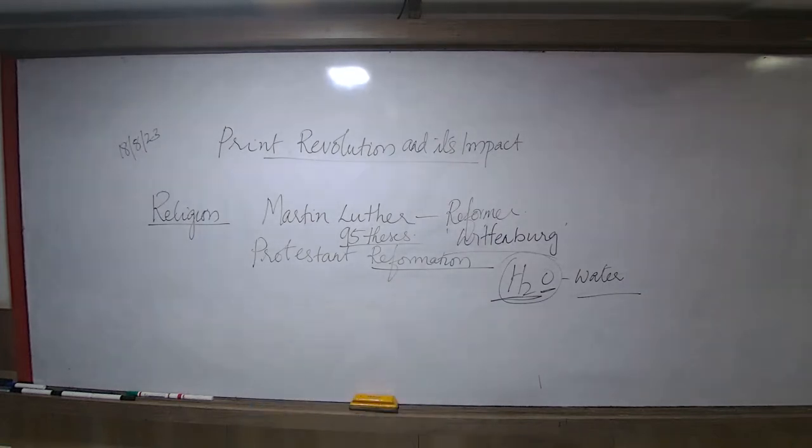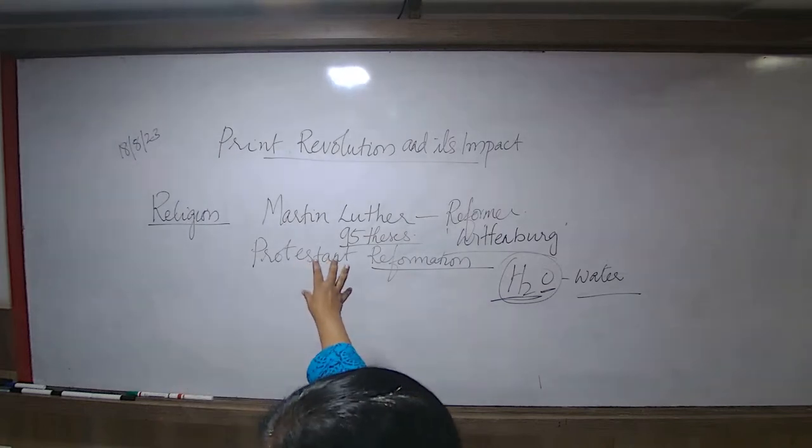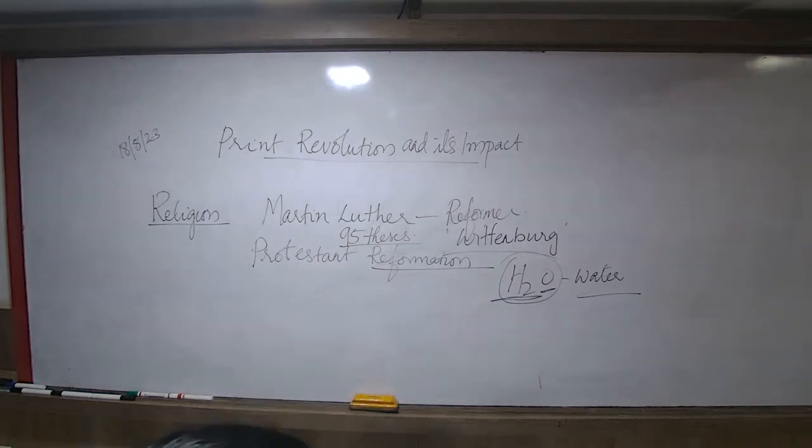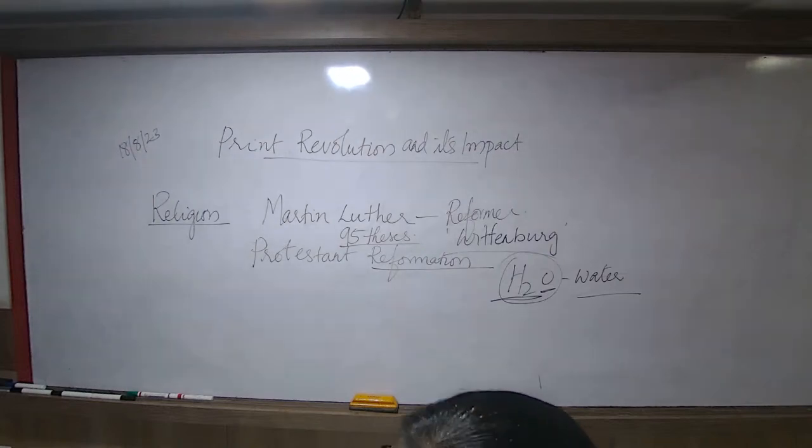Now, okay, you understood that particular part. People began to question. People began to criticize. Now, because of that criticism, dissent occurs. What is dissent? Dissent is disagreement. So, print and popular religious literature stimulated many distinctive individual interpretations of faith, even among little educated working people.